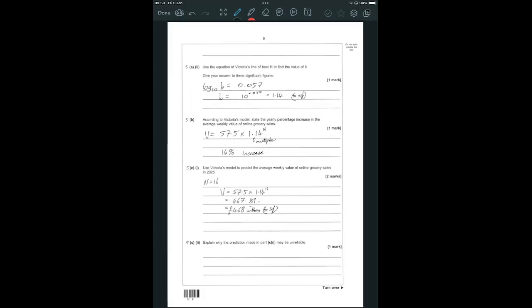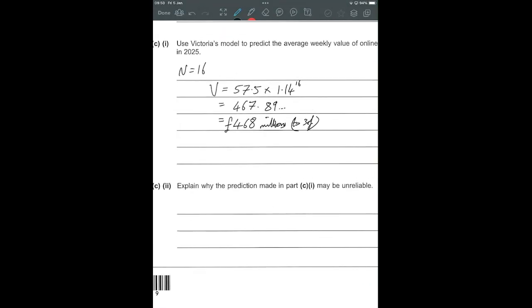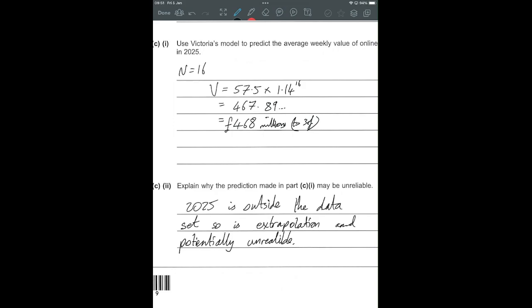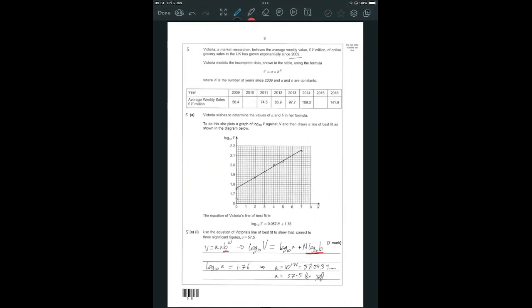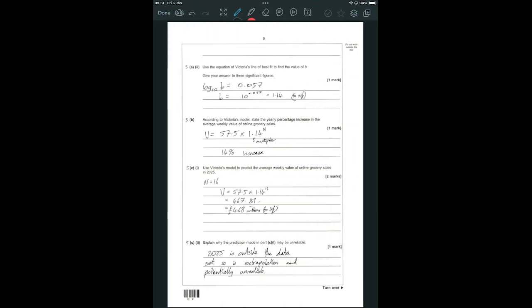Explain why that prediction is unreliable. It's only a 1 mark, so I don't need to go into too much detail. And the point here is 2025 is outside the data set. Our data only went to 2016, I believe. It's outside the data set, so is extrapolation and potentially unreliable. You should always try and reword the question into your answer. Yeah, we only went up to 2016 with our data, so predicting all the way to 2025, another 9 years afterwards, no reason why this model or this pattern should continue in the way it has.